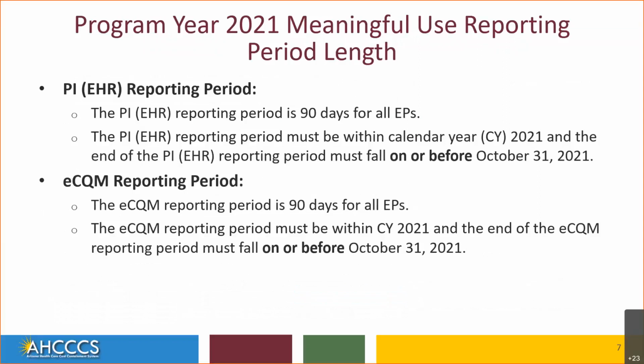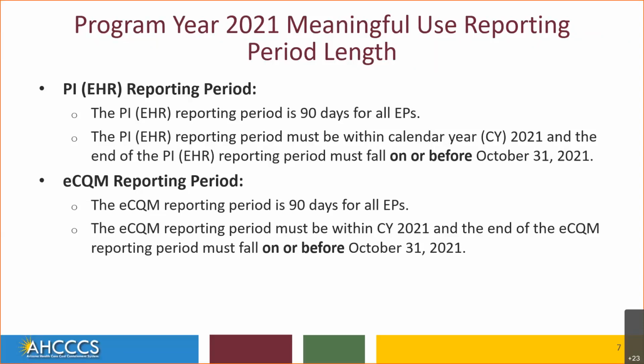So for Program Year 2021 Meaningful Use reporting periods, there are 2 different reporting periods. The first one is the PI reporting period. It's 90 days for all EPs, and the reporting period must be within calendar year 2021, and the end of the PI reporting period must fall on or before October 31st, 2021. Keep in mind that this is the last year of the program, so the last day of that 90-day period must be on or before October 31st. So make sure you're keeping aware of that date. And the data attestations will close on October 31st, 2021.